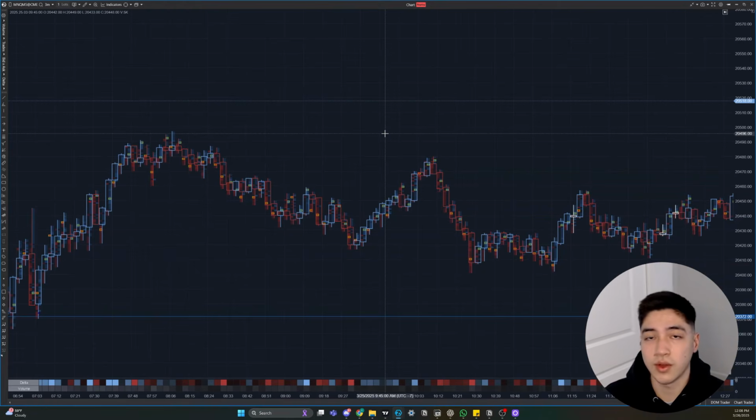And it doesn't work out every single time, but what I found out is that it works out enough for me to like to use this entry model. So go ahead and backtest it.